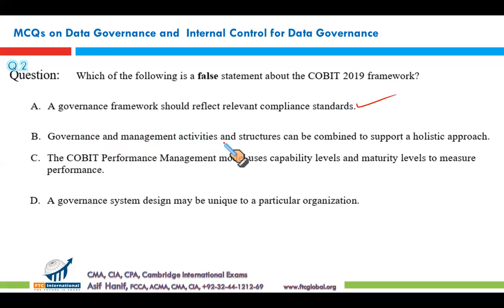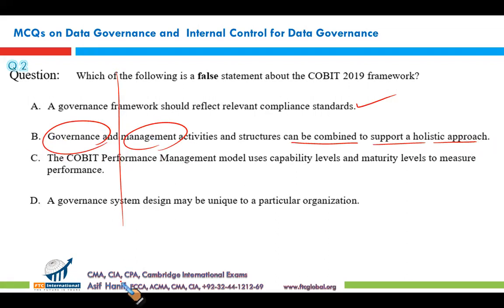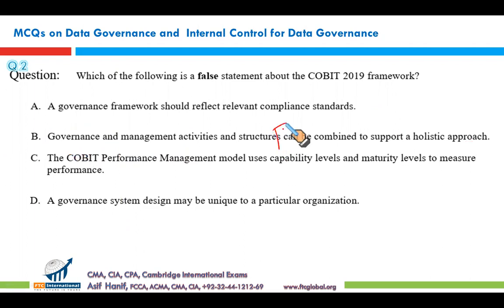Governance and management activities and structures can be combined to support a holistic approach. Do you agree with that, Salman? No, you're absolutely right. This is wrong. COBIT 2019 and even COBIT 5 say that management and governance must be segregated. Management is responsible for day-to-day activities, ensuring the objectives are met, and governance is an oversight function, so they must be segregated. This is false. This is correct.